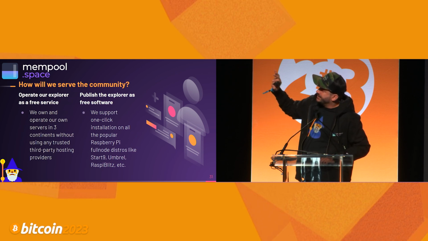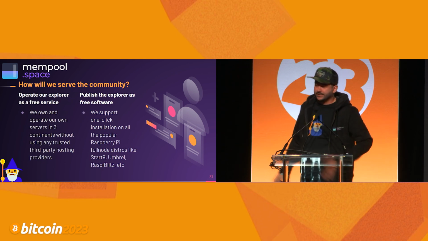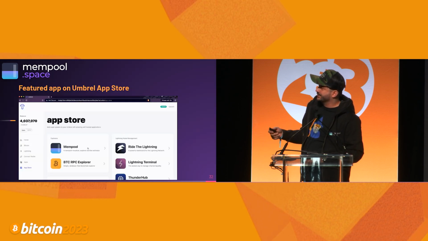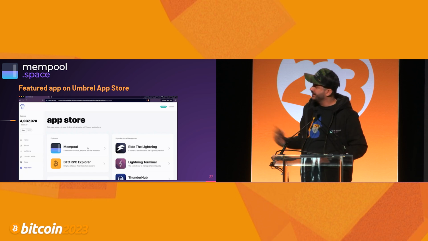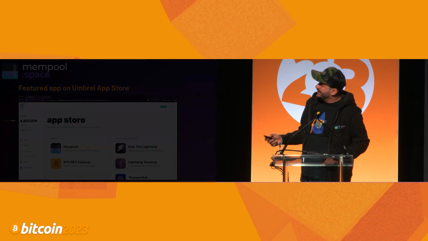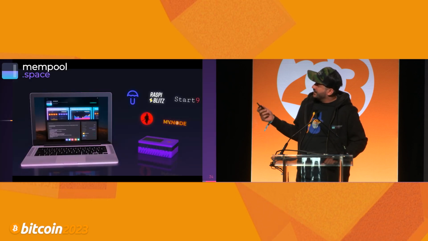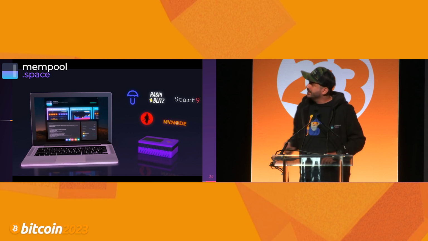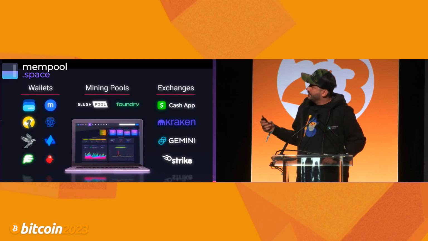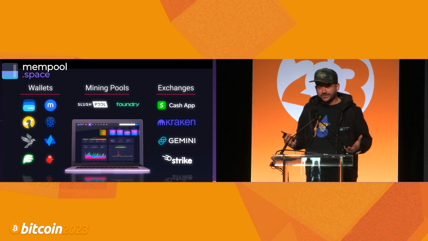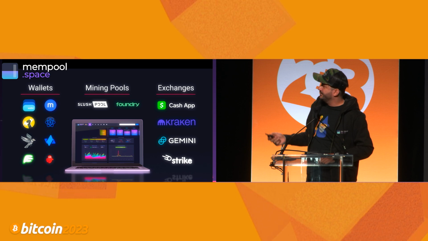But secondly, we're also going to publish the open source software out there for everyone to easily self-host on their own Raspberry Pi app stores. It's so nice to just use Umbrel, thank you, Raspiblitz, whatever you're using, just one click, install, and you've got your own mempool instance on all the major Raspberry Pi distributions. So that's one of the things that we're really proud of is all the open source integrations with the community over the past 5 years.